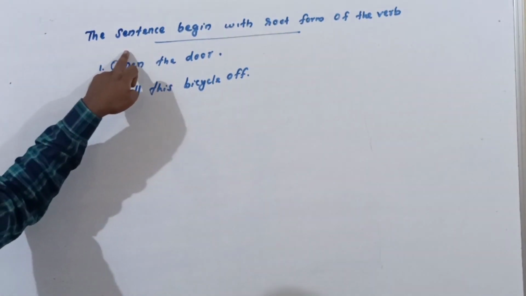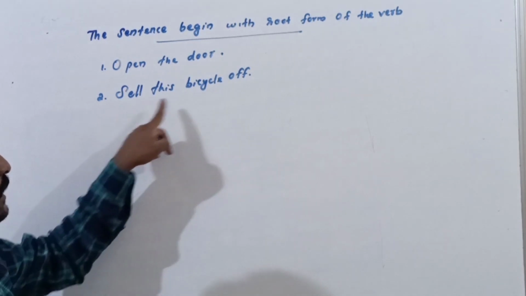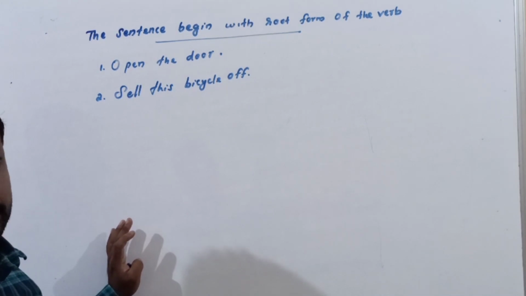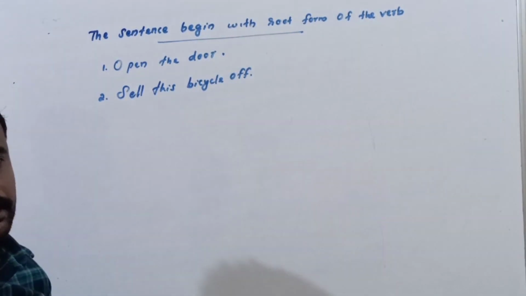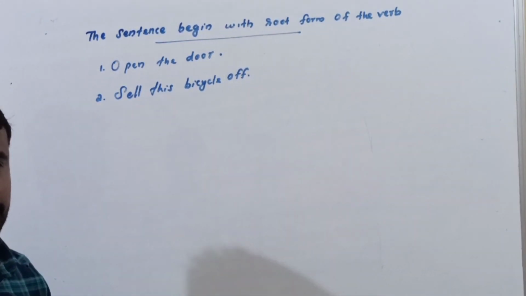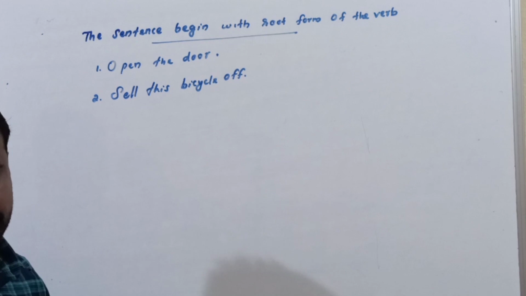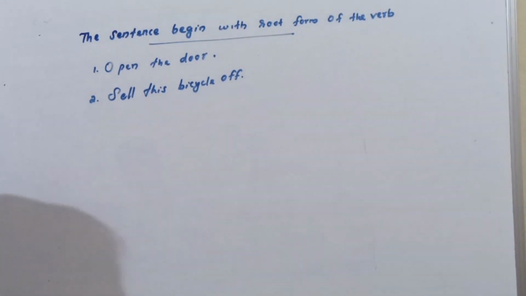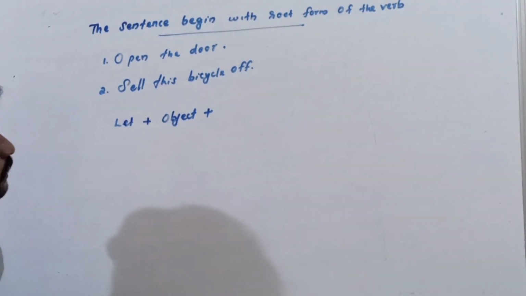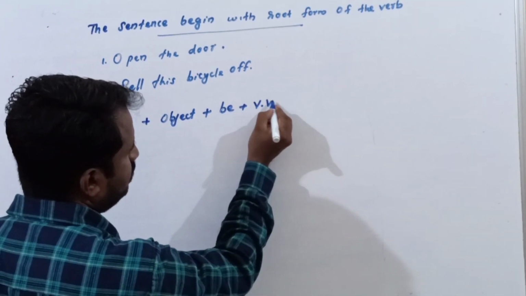Sometimes we can see a sentence begin with the root form of the verb, like "Open the door." "Sell this bicycle." "Shut your mouth." Sentences like that are commands. So when a command question comes, how can we convert it into passive? Several students have difficulty with this question, but it is easier than the previous ones. What is the form for a command? Let plus object plus be plus past participle form of the verb. This form we have to use.